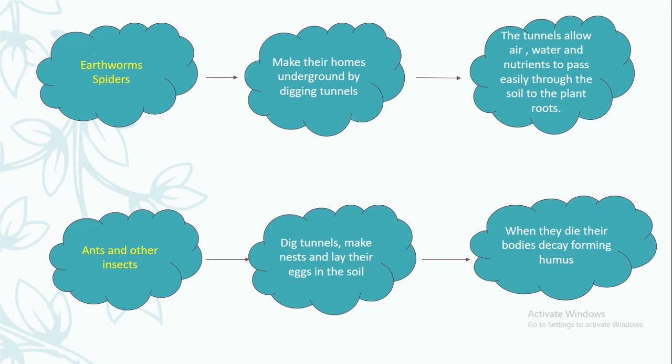What about ants and insects? Ants and insects also dig tunnels in the soil, and also they lay their eggs in the soil. And when they die, their bodies decay, forming humus, so they add nutrients to the soil.